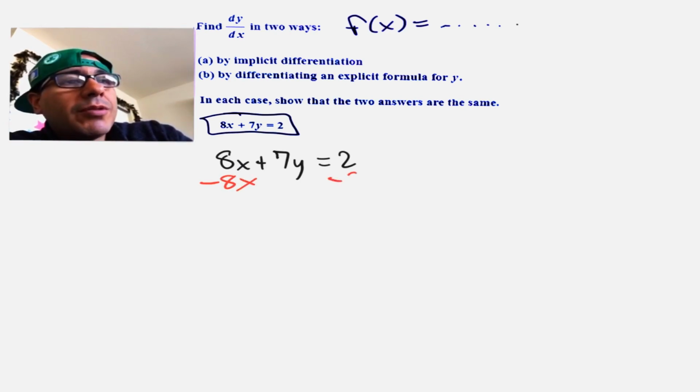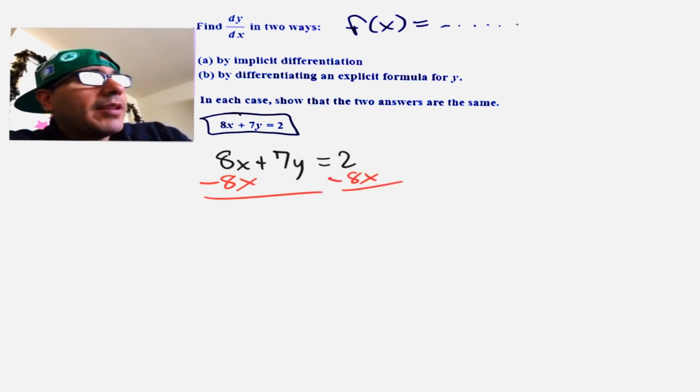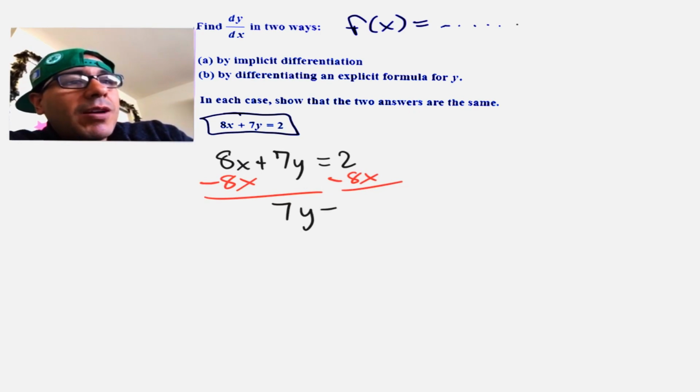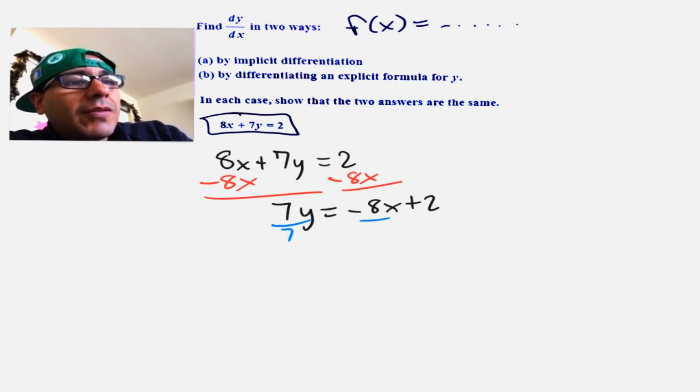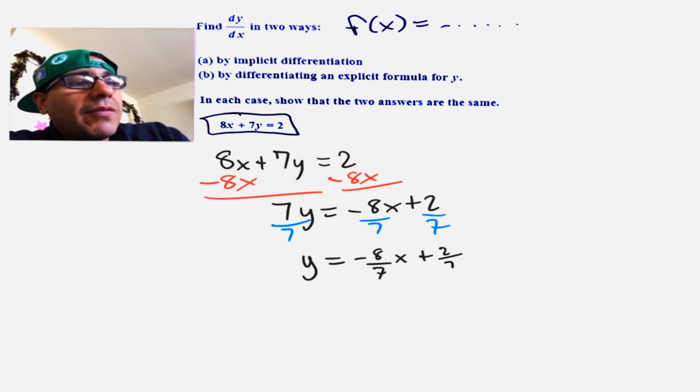Subtract 8x from both sides, and you're left with 7y equals negative 8x plus 2. Then we'll divide by 7, divide by 7, divide by 7. So you're left with y equals negative 8/7 x plus 2/7.